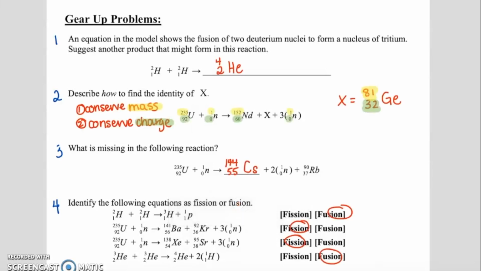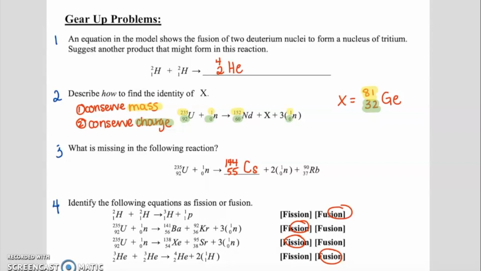Okay, let's take a look at our gear up problem answers. Question number 1 said, here's an equation. What could be a product? There are several answers here. I chose my answer as helium, 4,2. I chose that simply because I can see that on the left side, my top number, my mass number, 2 plus 2, must equal 4. And so the right side, I chose 4. And then on the left side, my atomic number, 1 plus 1, equals 2, so my right side must equal 2. And the easiest answer for me to come up with was 4,2, which is helium.